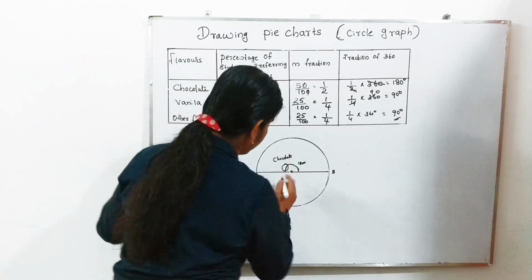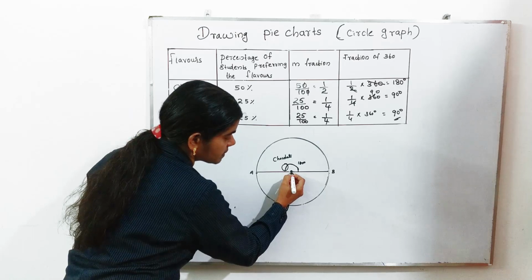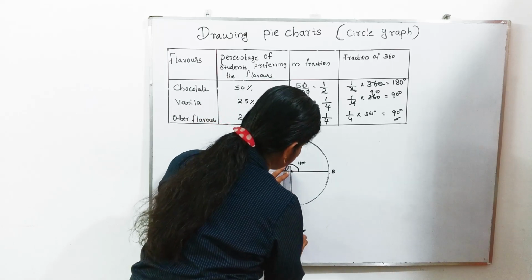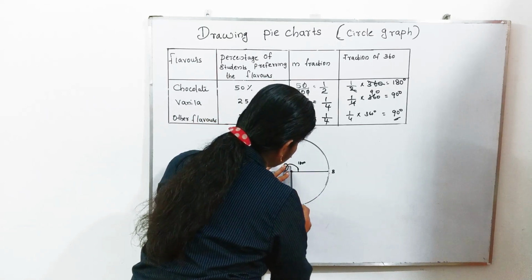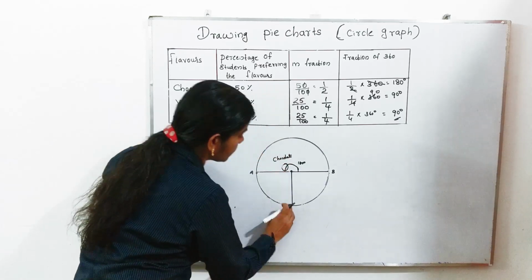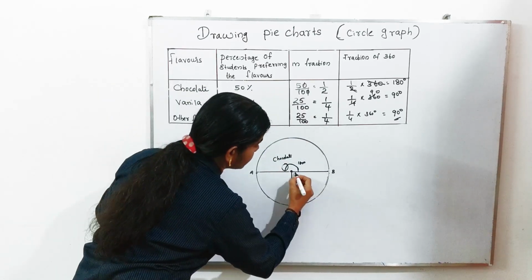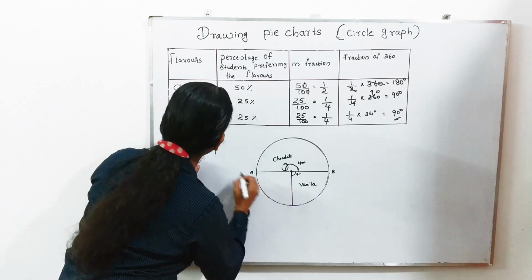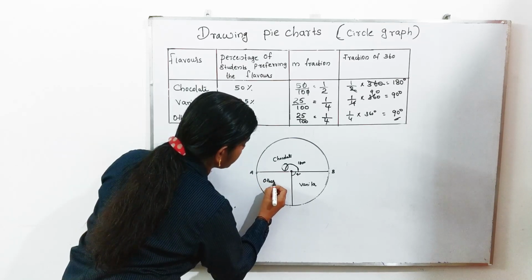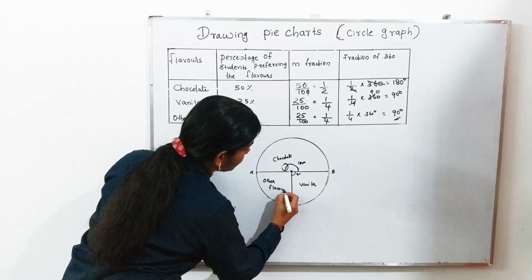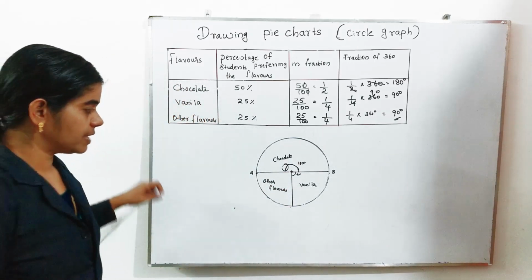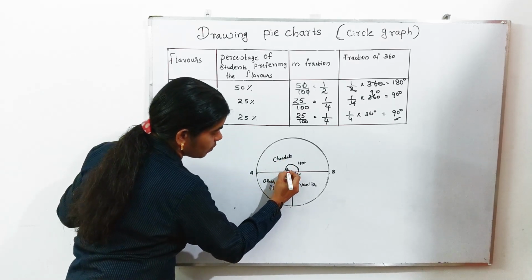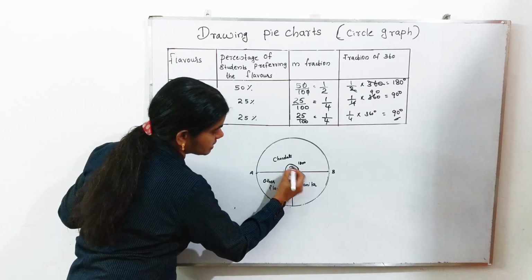Next will be 90 degree. Then again we can keep the center of the circle on O and OB on the baseline and we want to take 90 degree. This is liked by vanilla. This will be 90 degree. This is liked by vanilla. Next 90 by other flavors. Other flavors. If you want, you can shade here also in different ways. This will be 180 degree and this will be the center of the circle.